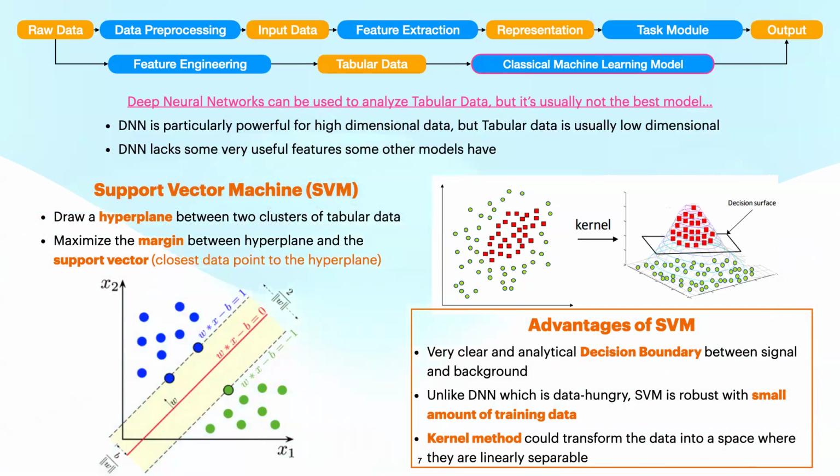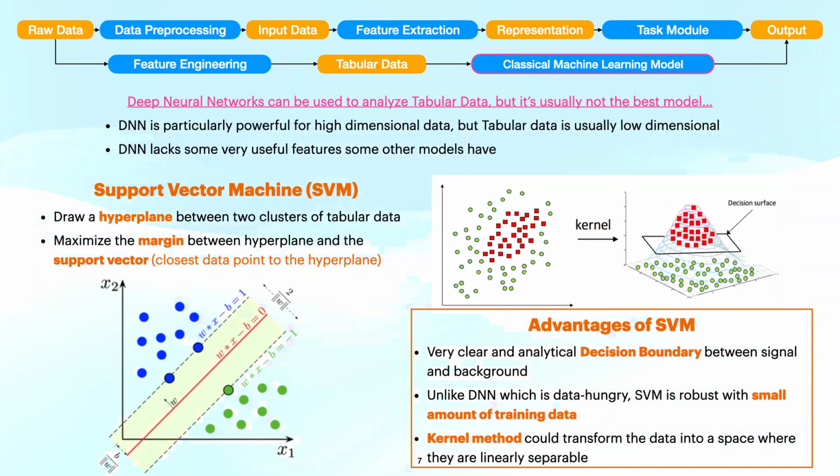This feature is impossible in other models like neural networks. In a neural network, remember, you just spit out a score for every single event. But you do not know, in the original 1000-dimensional space, what the decision boundary is. What is the exact cut I make to separate these two clusters of data? So the advantage is that it has a very clear and analytical decision boundary that the model can provide you.